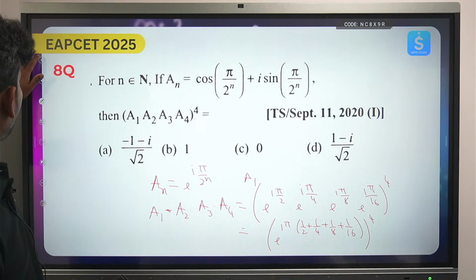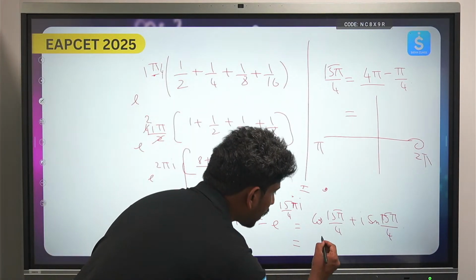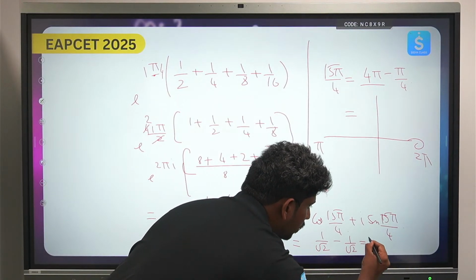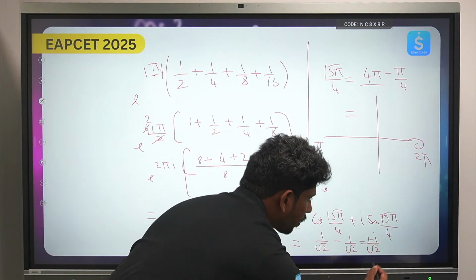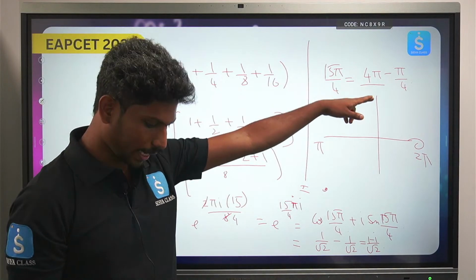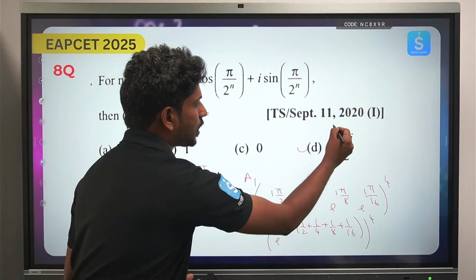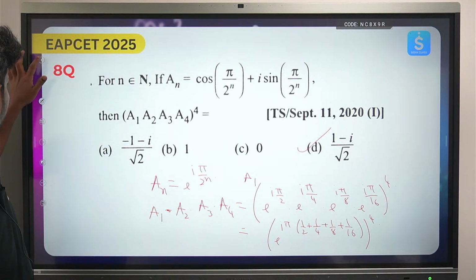Okay, so that will be the cos pi by 4 value, so that is 1 by root 2, and this will become minus i by root 2. So this will become 1 minus i by root 2. Okay, so that is where it came from, if you directly see. In the EAPCET exam, you have to do these quickly. So I have just directly written the answer, that is 1 minus i by root 2.